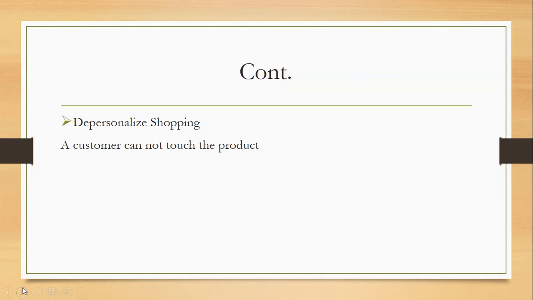So depersonalizing shopping. It is not going to be very easy to sell or purchase things, because you need some experience, and you need a quality product, so you have to browse, search different shops, and then go for the product. So this is also one of the disadvantages.